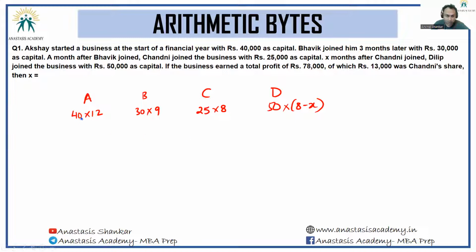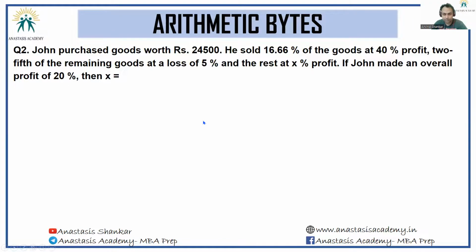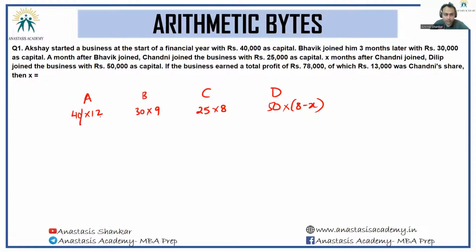Now, if I simply want to get the ratio, hopefully I can remove the zeros from the consideration. This will turn to 20. So here I get 48, here I get 27, here I get 20, and here I get 40 minus 5x. Okay. Now we were told out of the total profit of 78,000, Chandni received 13,000.